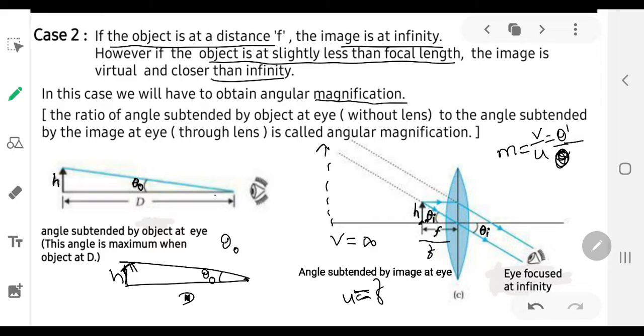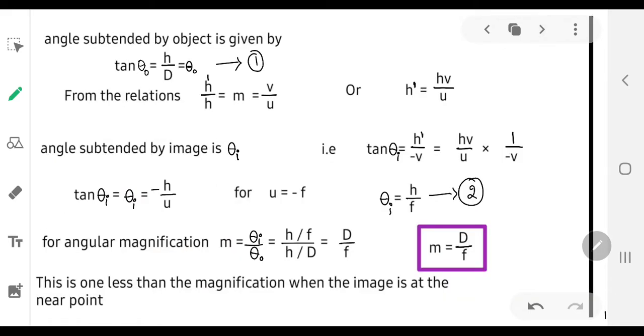So theta naught is nearly equal to tan theta naught. For small angle approximation, tan theta is nearly equal to theta. What is the value? Opposite upon base, h by d. So h by d is nothing but theta naught, which is the angle subtended by the object at the eye.